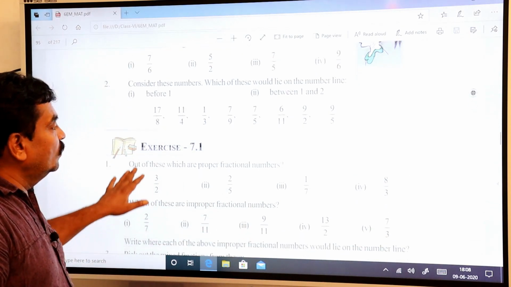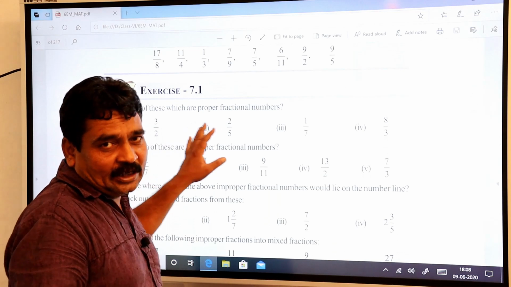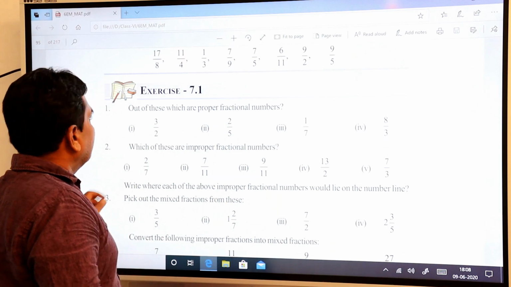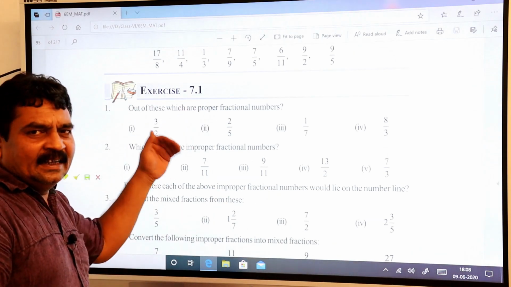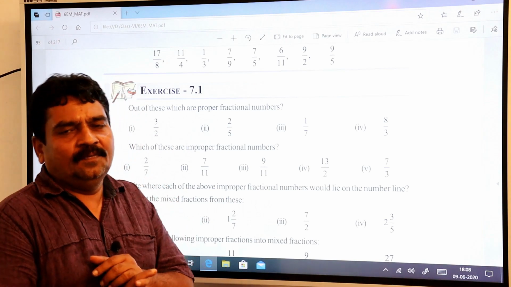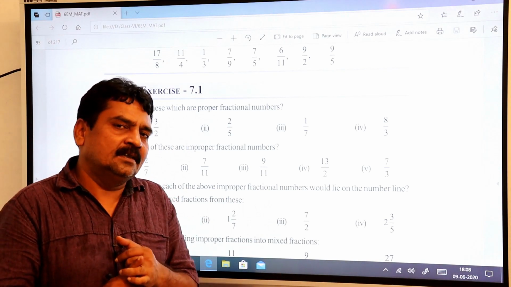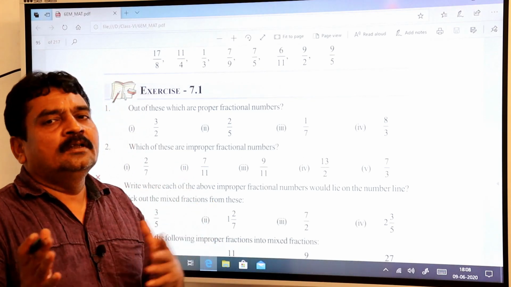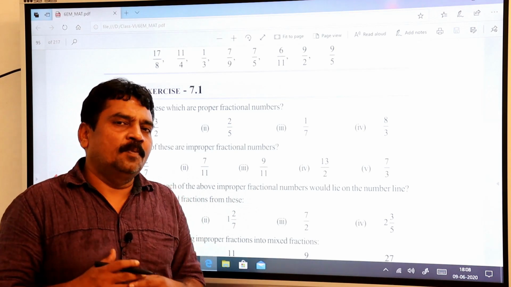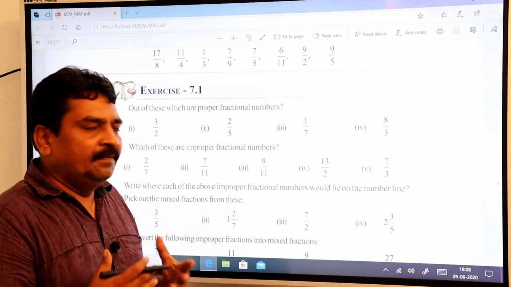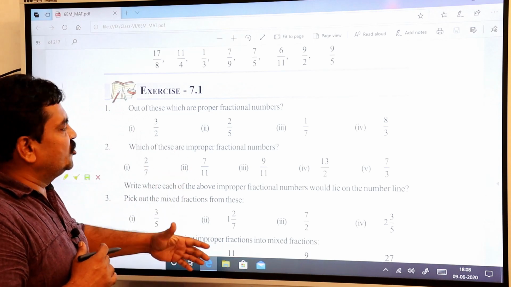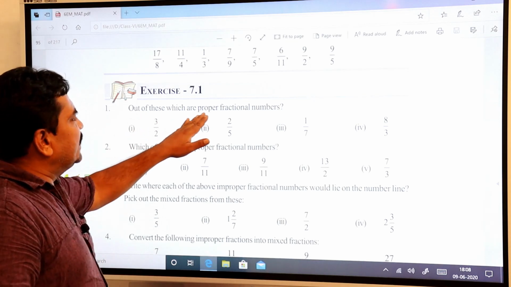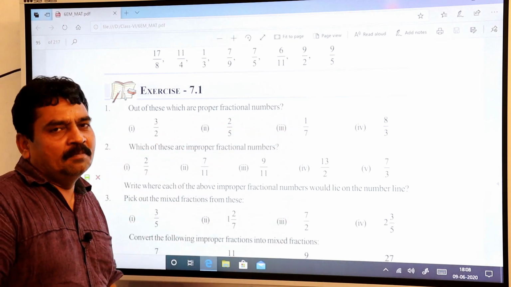Now we are entering the first exercise of this chapter after 1 hour of our class. That is 7.1. It is very easy because I have explained the concept of fractions, kinds of fractions, the difference between the kinds of fraction, how a proper fraction differs from an improper fraction, mixed fraction, everything. I don't think you will take much time to finish this exercise, but even then I'll show you which of these are proper fractional numbers.